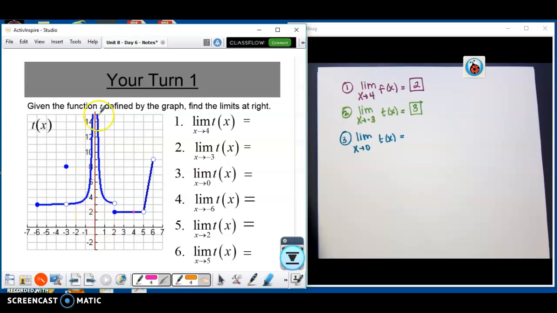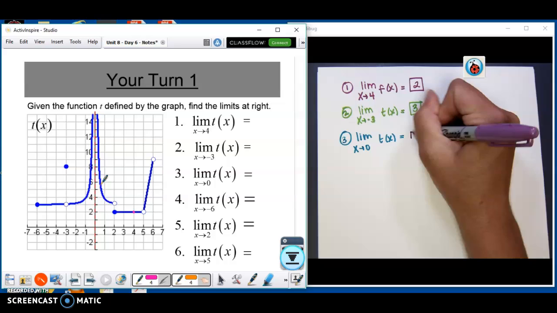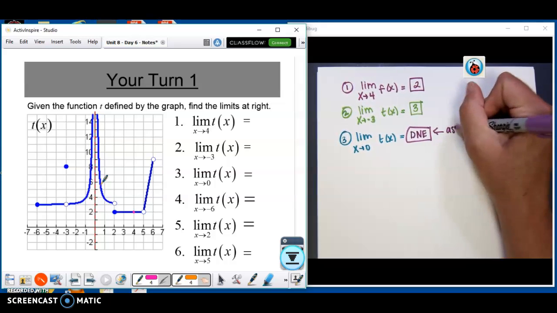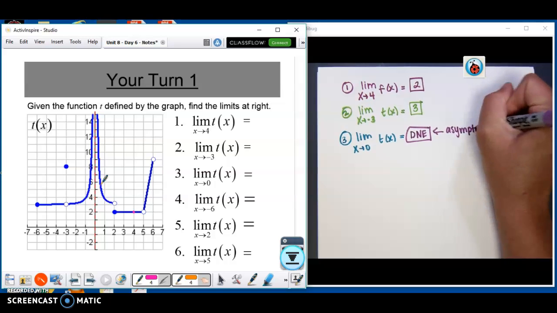Okay, so x is 0 is here. If we go from the left side, we are getting bigger and bigger and bigger, so it would be infinity. And on the right side, it would also be infinity. But remember, for the limit to exist, for the limit without being left or right, it has to be a real number. So because we have that asymptote there, this is going to be does not exist, just so you'll have a reason. It's because we had that asymptote there.